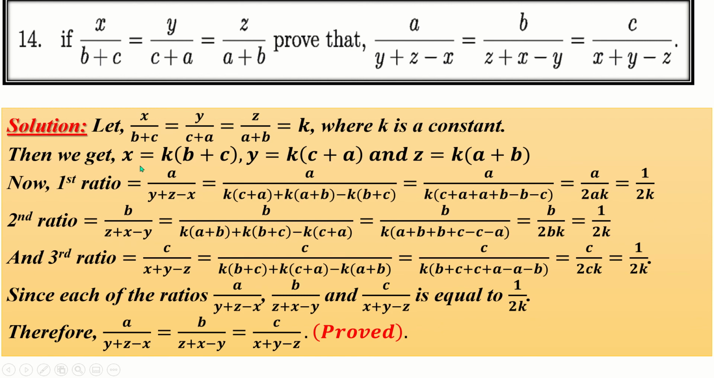So we can write x is equal to k into b plus c, y equal to k into c plus a, z is equal to k into a plus b. Now the first ratio is a by y plus z minus x. Putting the values of y, z, x, we get this. Now taking k common, b cancels, c cancels, it will be a by 2a k, a cancels, this is equal to 1 by 2k.